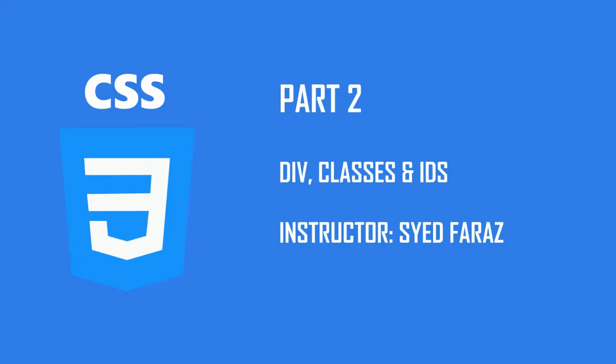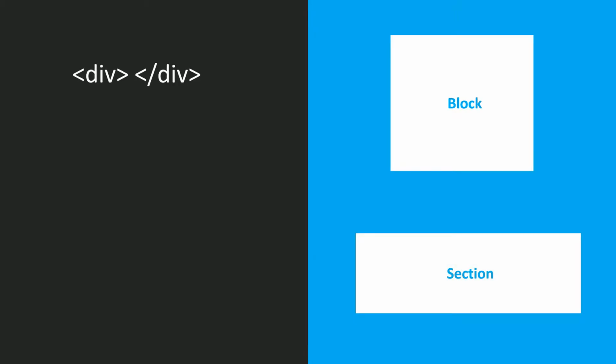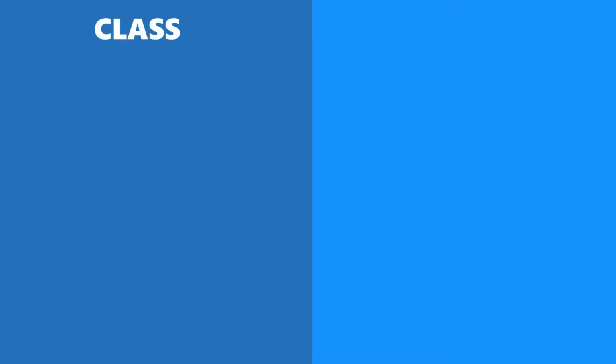Welcome to part 2. In this part we are going to learn about div, classes and IDs. If you want to create a block or a section, you will have to use a div tag. Div stands for division, used to create sections and blocks. Now let's understand the main concept of class and ID. Class is used to identify more than one element.